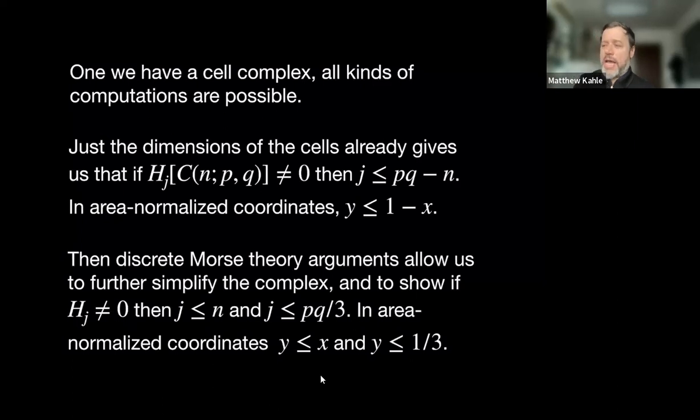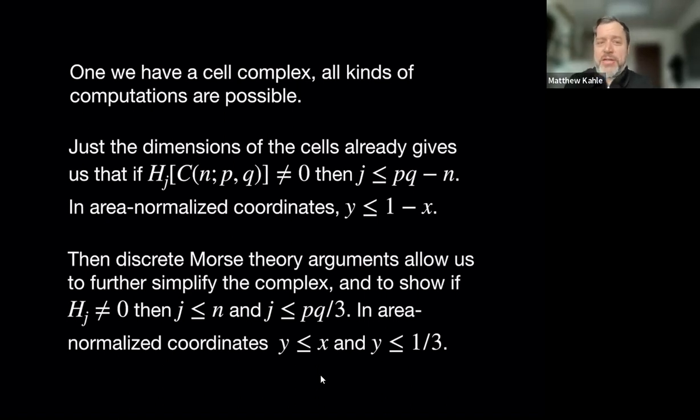Then on that cell complex, we do discrete Morse theory, and this is the main technical contribution of the article: describing a discrete gradient vector field and analyzing what the critical cells of that are and what their dimensions are. And it gives us both J is less than or equal to N and J is less than or equal to PQ over 3.